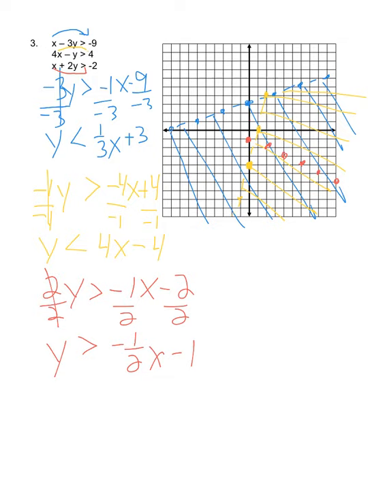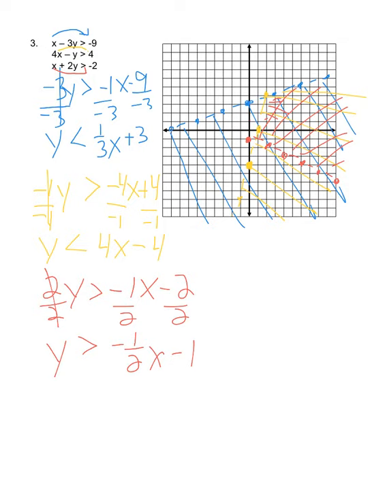It is a dotted line because it's not equal to, so I'll throw a couple extra little dashes in. It says greater than, so I'm shading up. And I see my triple shaded area. The answer can be anywhere in that triple shaded area. It cannot be on any of the lines because none of the lines are solid, so it would have to be in the triple shaded area.